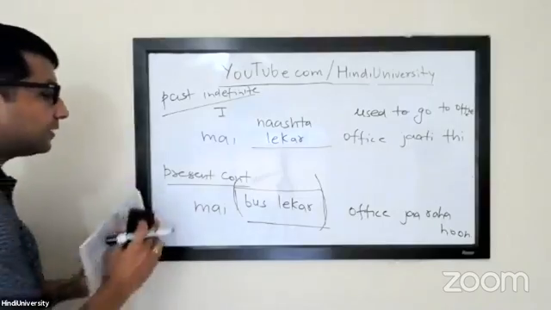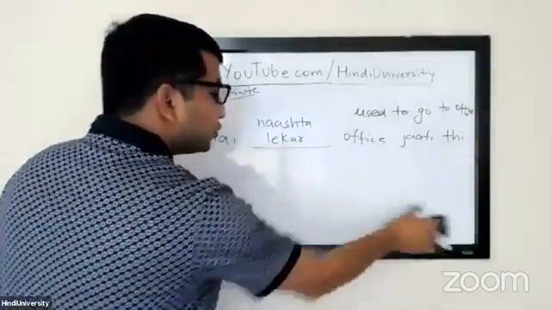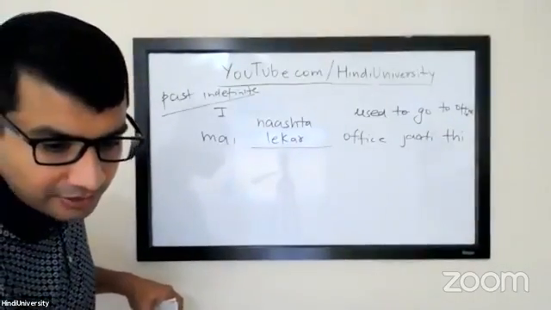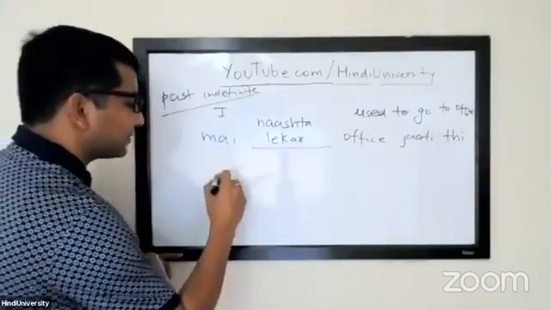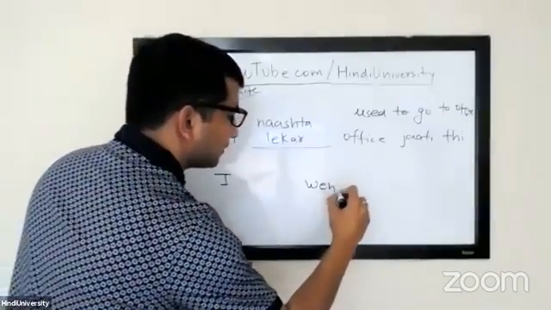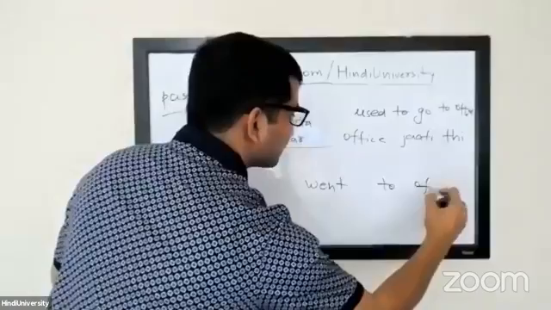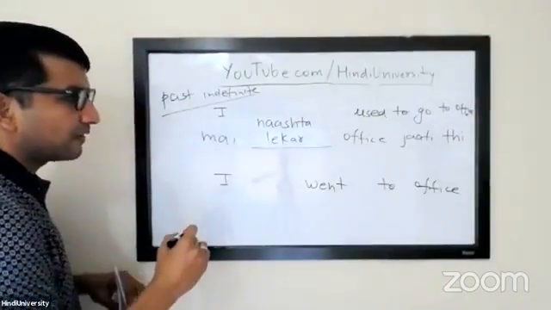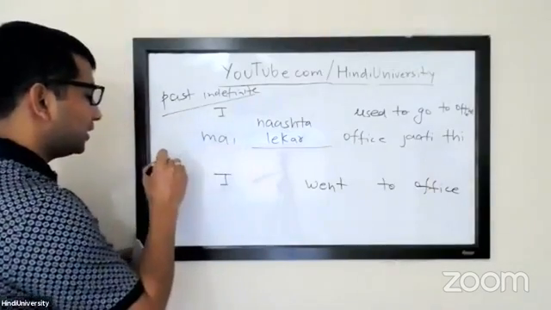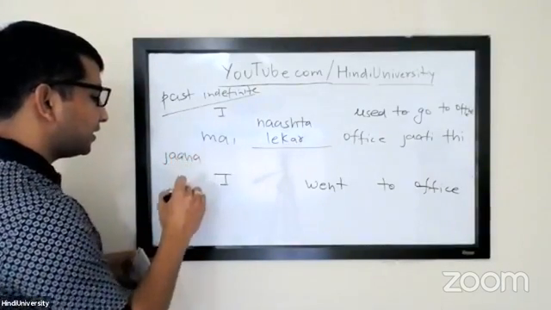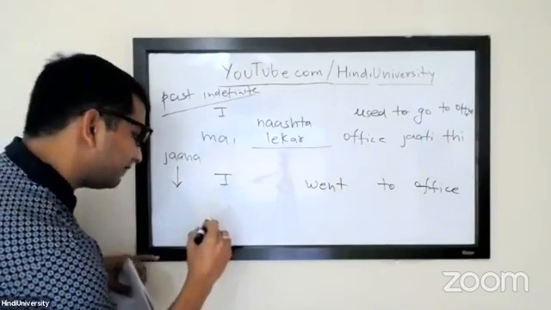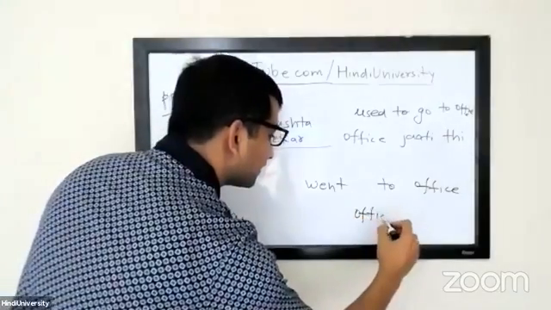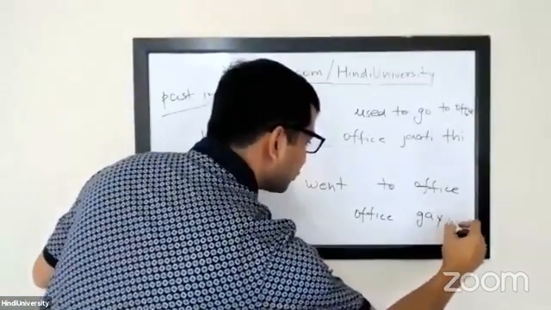Now let's do the other part of past indefinite where you went to office. How will you say that? Sunita, you want to give it a try? I went to office. We did that in the previous class. I help you out. मैं ऑफिस गई. Very good. Awesome. मैं office गई. What would you put in between?